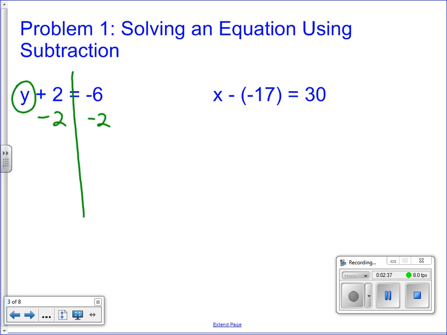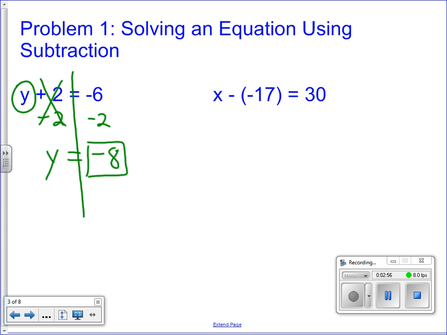All right, plus 2 minus 2 is 0, so we can cancel that out. Y plus 0 is simply y. On the right side, we have negative 6 minus 2, which would be negative 8.